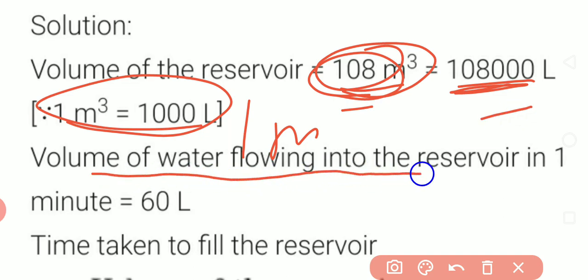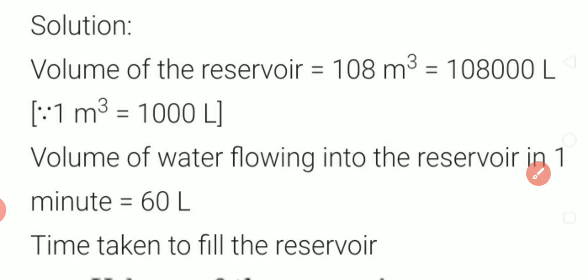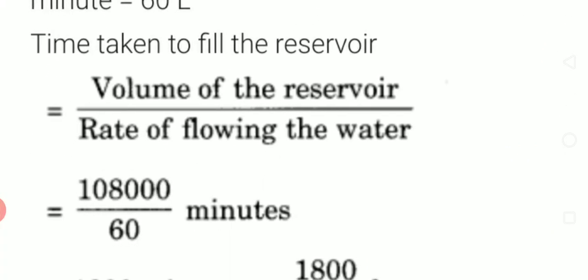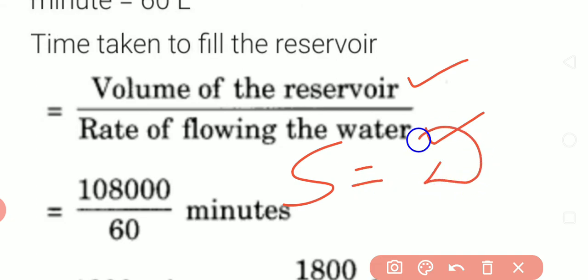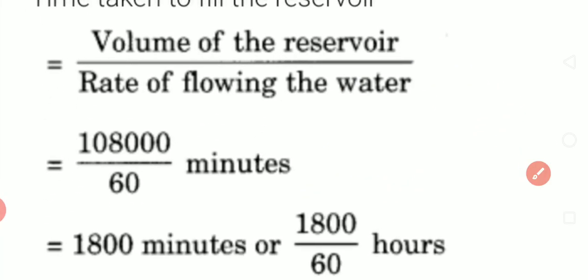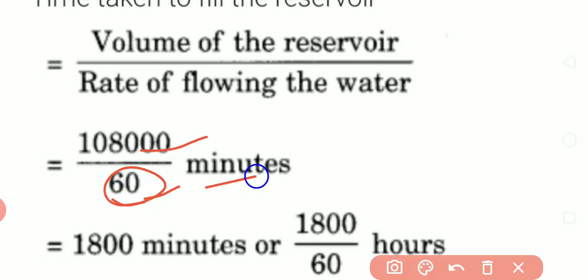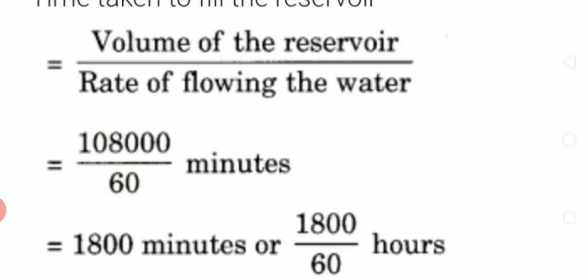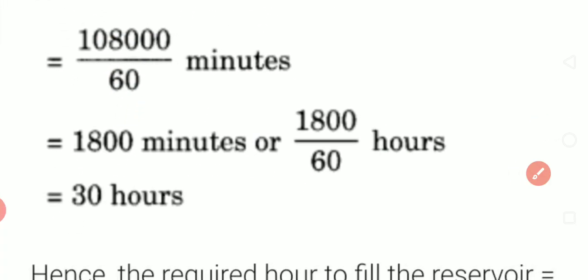Now the volume of water flowing into the reservoir in 1 minute is 60 liters. That is the speed. And now the time taken to fill the reservoir: the formula is the volume of the reservoir divided by the rate of flow of the water. Okay, you know that speed equals distance by time taken, right? And you can use this also. Now this is the volume, 1,08,000 divided by 60, because it was in minutes. So you can cut 6 by 6 and then you can cut the next one. So it was in minutes.